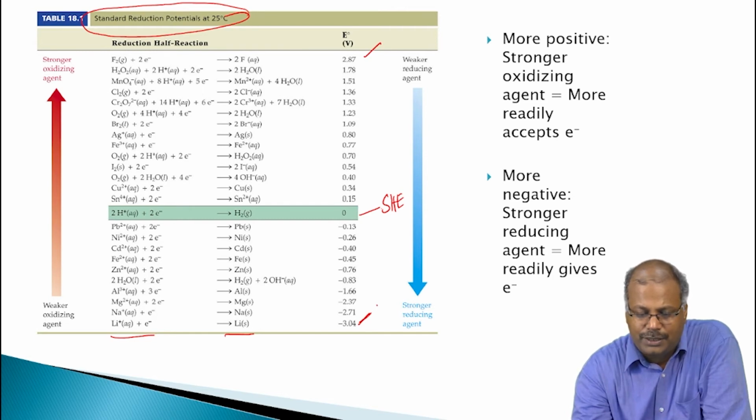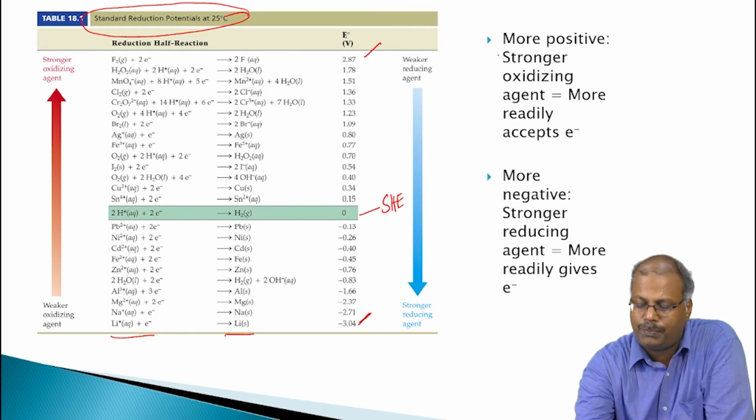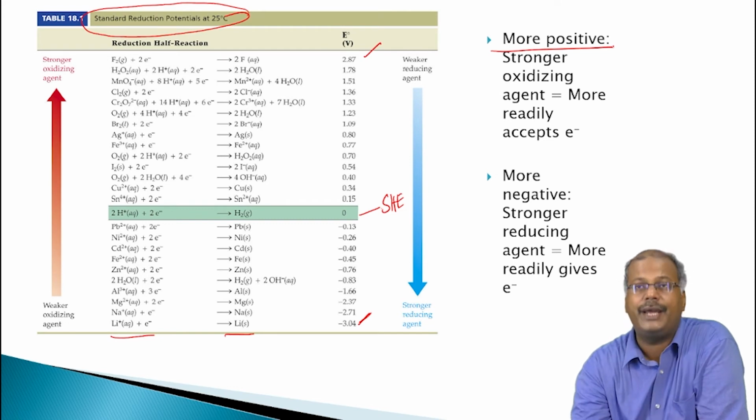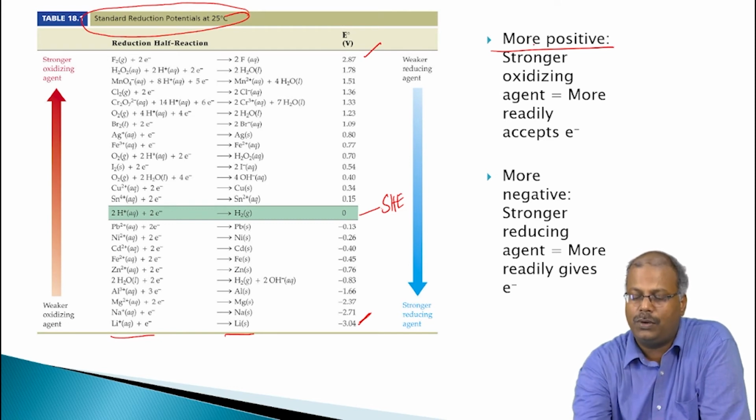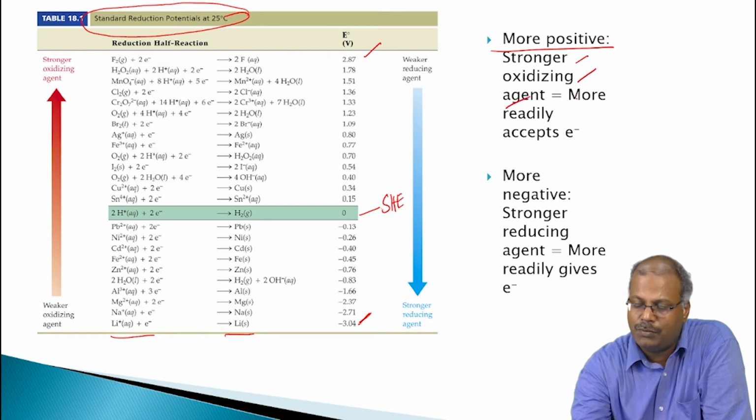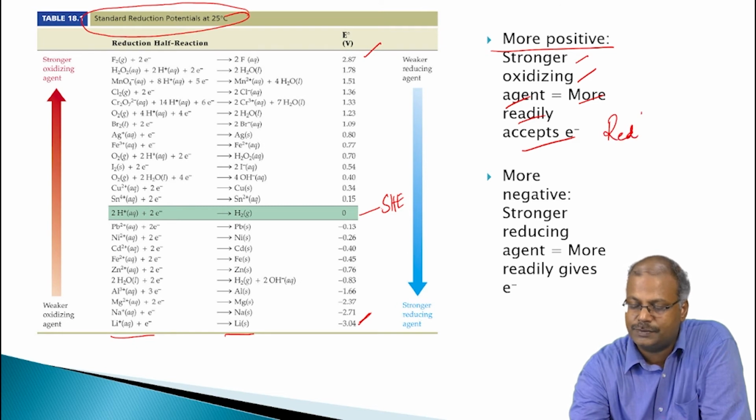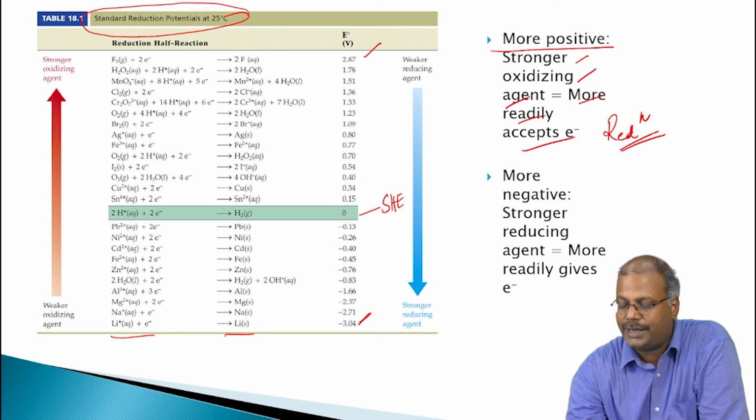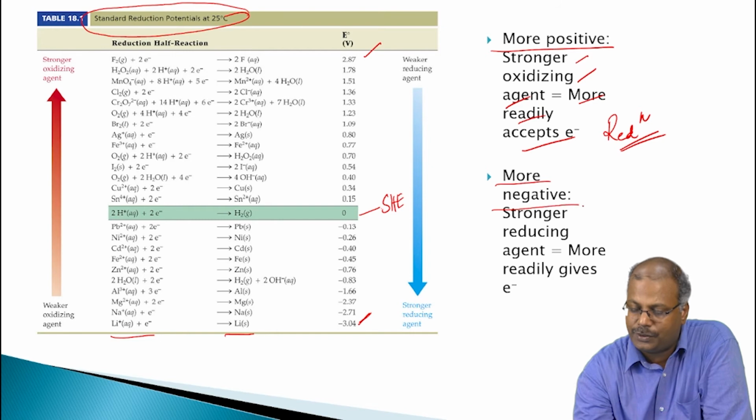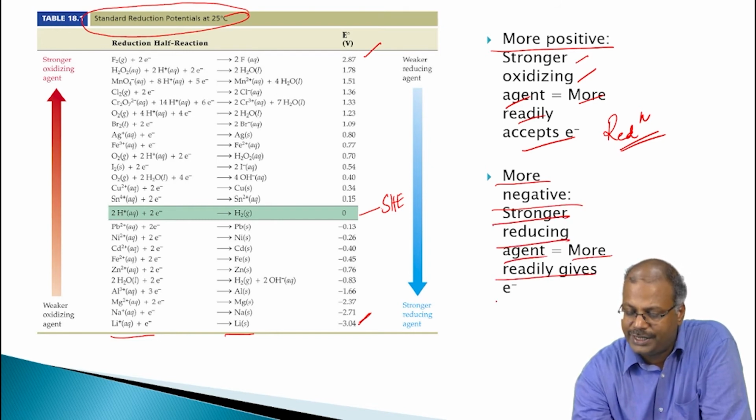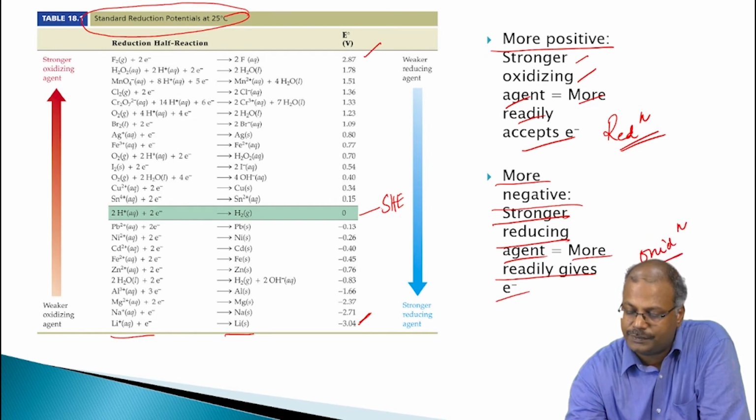So what this table tells is, as I said in the last slide and emphasize again: more positive means a stronger oxidizing agent, that means it more readily accepts electrons, which is reduction in the reaction. More negative means a stronger reducing agent, or it more readily gives electrons, meaning oxidation.